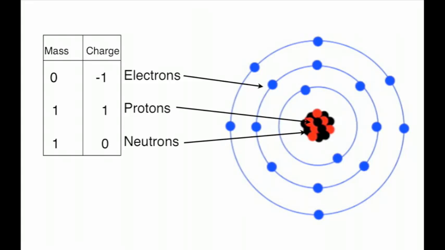Measured in atomic mass units, protons and neutrons have a mass of 1. Neutrons have no charge, but protons have a charge of 1+. The overall charge on an atom in equilibrium is 0. The number of protons is exactly matched by the number of electrons. It is the number of protons that defines an element.